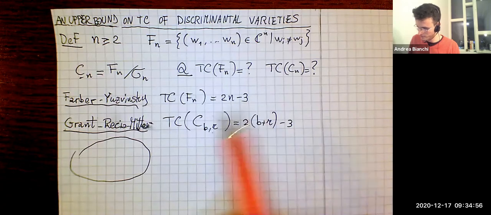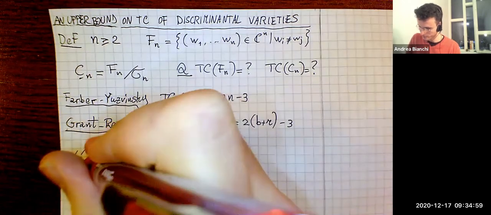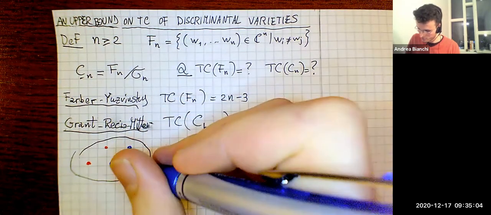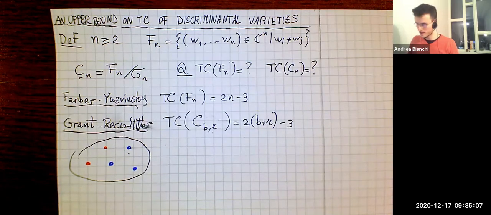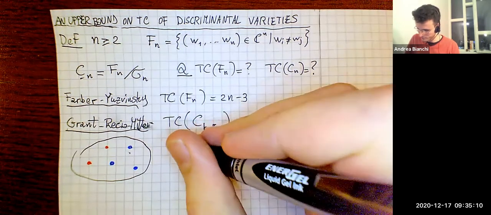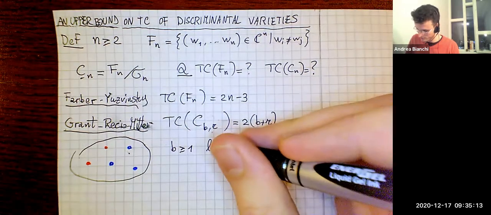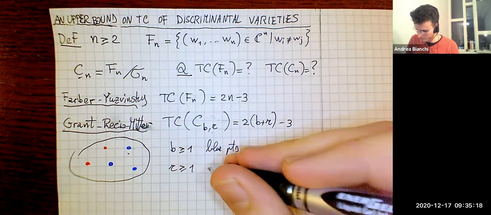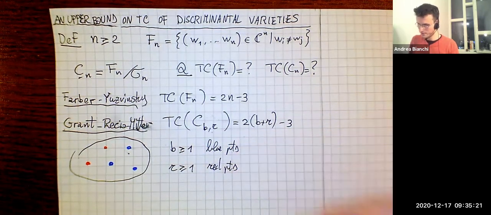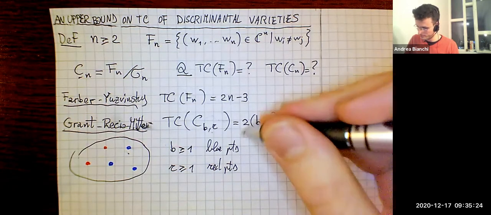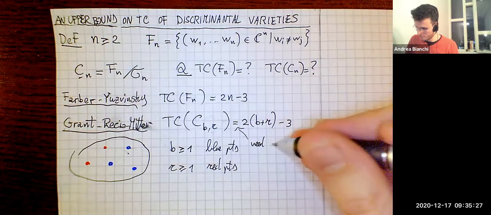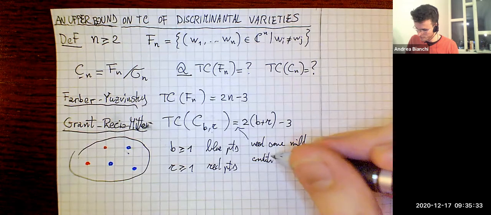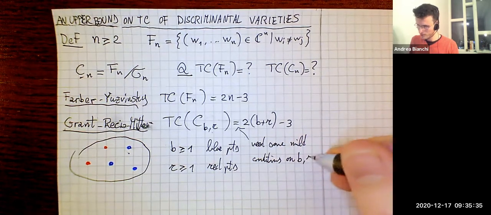A configuration in this space will consist of distinct points in the plane, but some of them are blue and some of them are red. And we require that there is a fixed total of blue points and a fixed total of red points. And in this result we need some mild conditions on these two numbers, which let me skip.